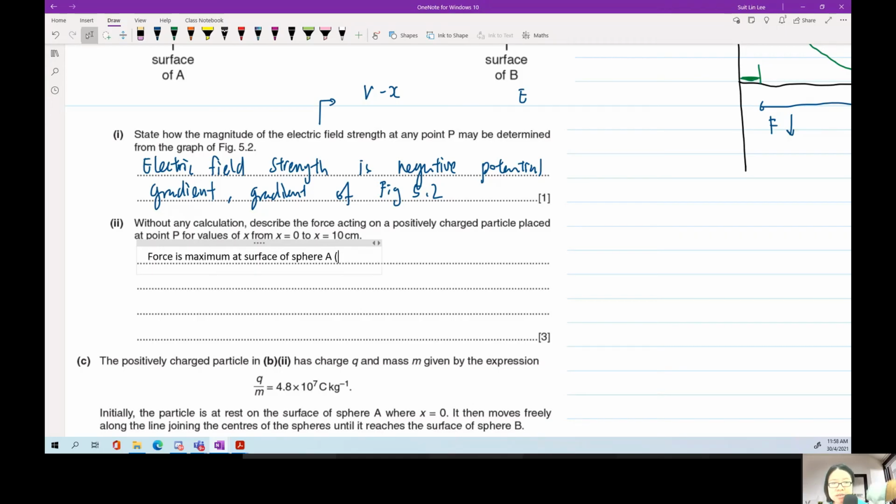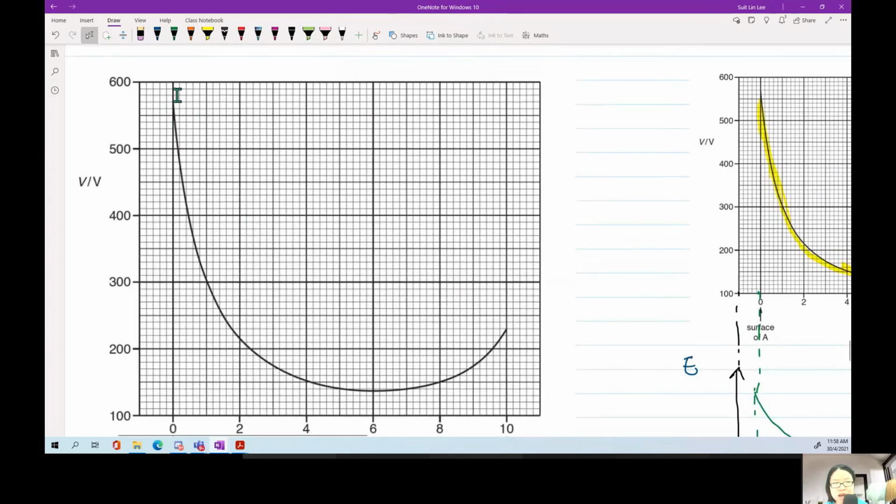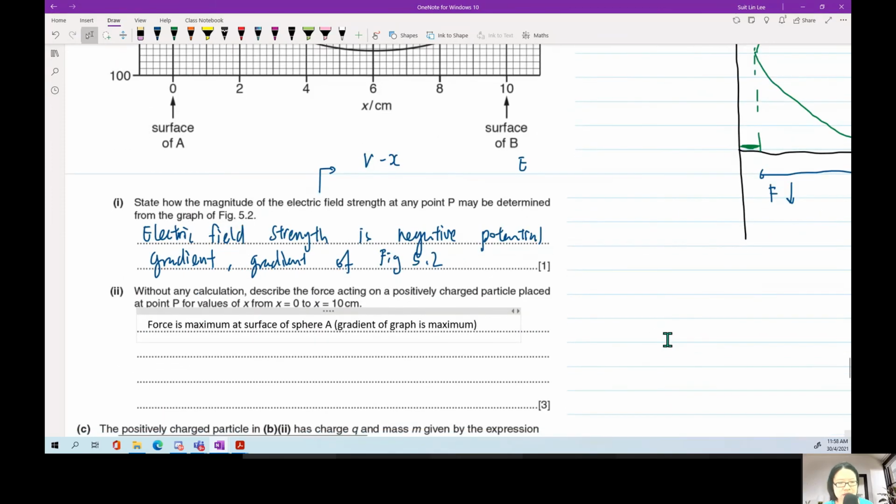So force is maximum at the surface of sphere A because the gradient of the graph is maximum there. So steep. Imagine you have a skateboard, Tony Hawk's. Okay, so here is so steep. So this means that the gradient of the graph is maximum. All right. Second point, this force will decrease, right?